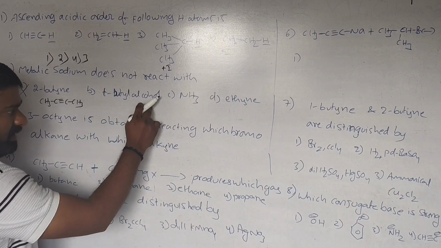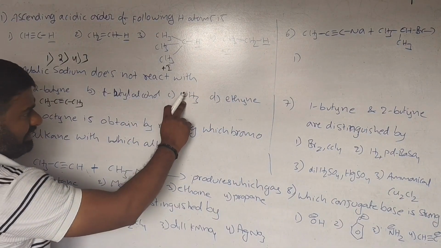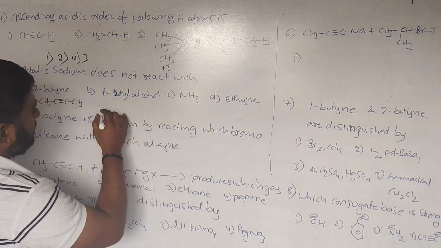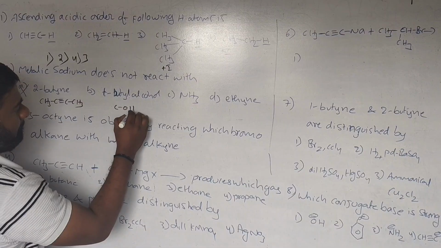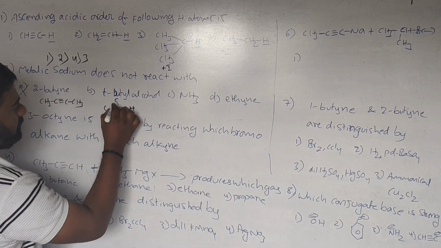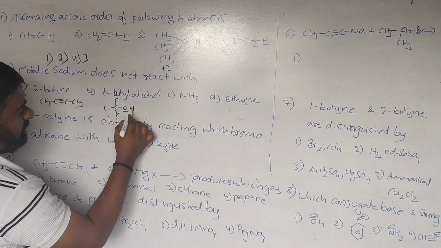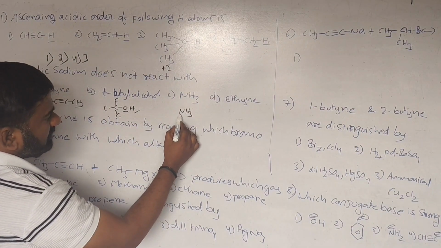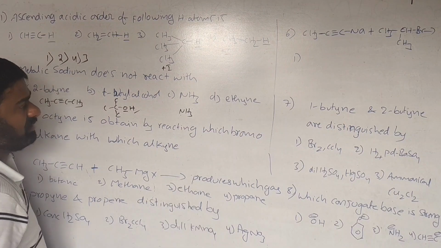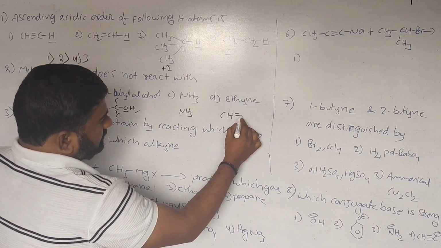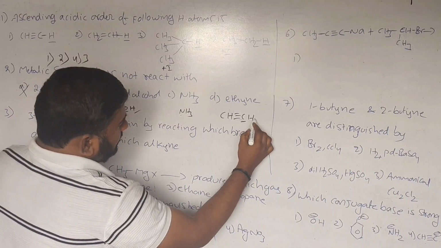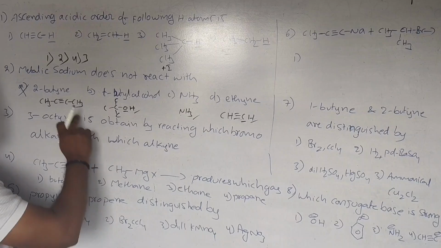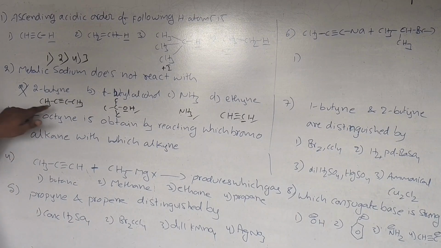Tertiary butyl alcohol, weak acid, so it will react. Next NH3. This is also a weak acid. It will react. Okay, ethyne. Here in tertiary butyl alcohol, the hydrogen is attached to an electronegative atom, so this is acidic hydrogen. In NH3, ammonia, also hydrogen attached to the electronegative atom, so it will react. Next, in ethyne, CH triple bond CH, also acidic hydrogen, so this also will react. So these three compounds will react. This one will not react due to the absence of acidic hydrogen.